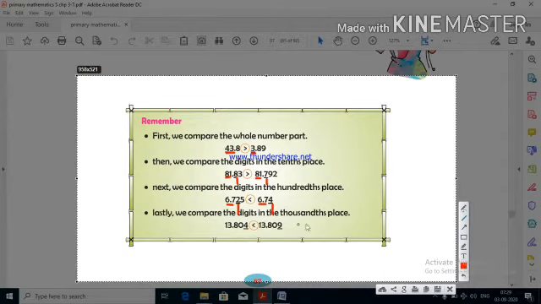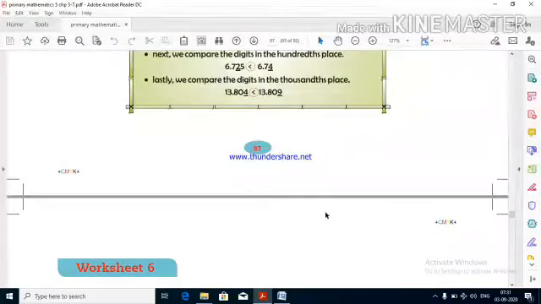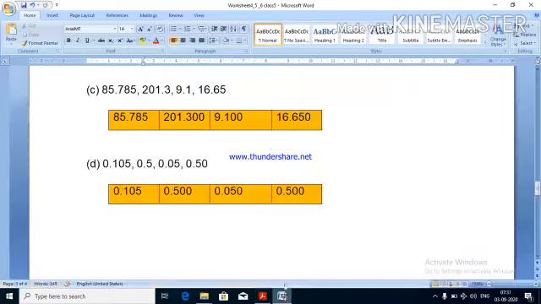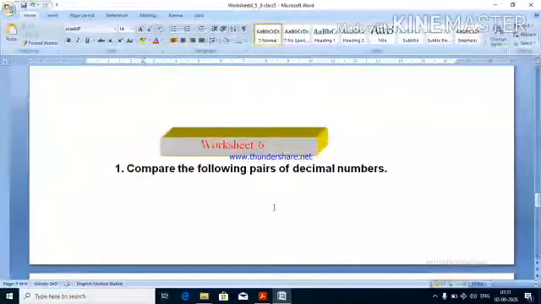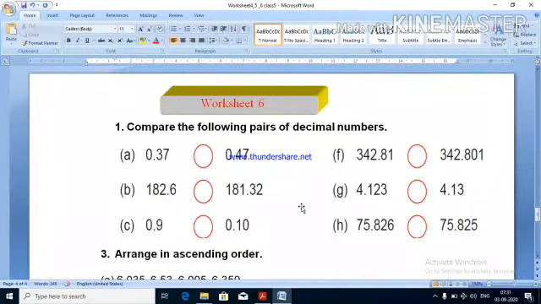Lastly, in the thousandths place, 13.804 and 13.809. This is the same, this is the same, but here is 4 and here is 9. So 9 is greater than 4, that's why 13.809 is greater than 13.804. Okay, let us come to your worksheet 6. We have to compare the numbers.